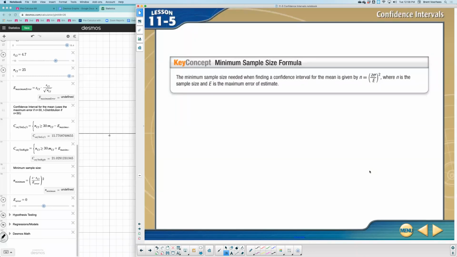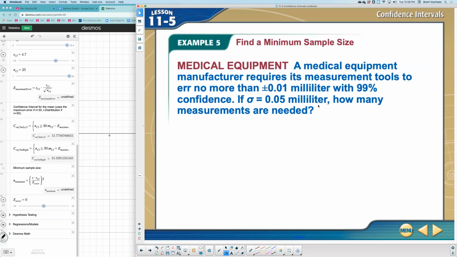All right, now let's finish this lesson up with the minimum sample size formula. The minimum sample size needed when finding a confidence interval for the mean is given by this formula, where n is the sample size and e is the maximum error. So if we're using maximum error, we're dealing with the z, or the normal distribution here. So this will tell us the minimum number of samples we need to have to give us a true number here.